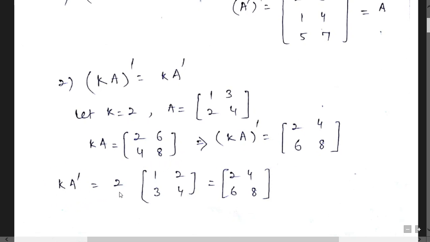Then K into A transpose: the value of K is 2 and A transpose is 1, 2, 3, 4. After converting, multiply by 2, and the value is the same.